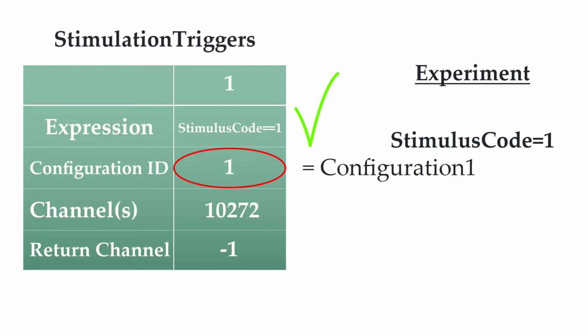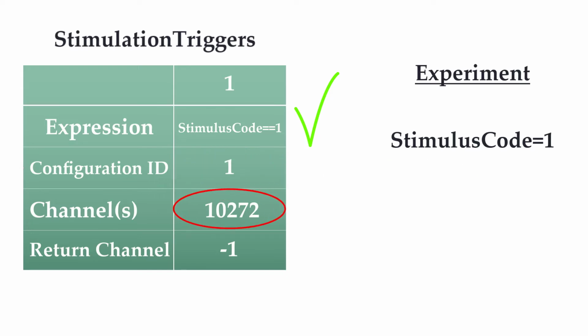It gets delivered to the specified channel, and if there is a list of channels, it gets sent simultaneously. The stimulation is then received by the channel specified and return channel. Use -1 to use the universal ground as the return channel.